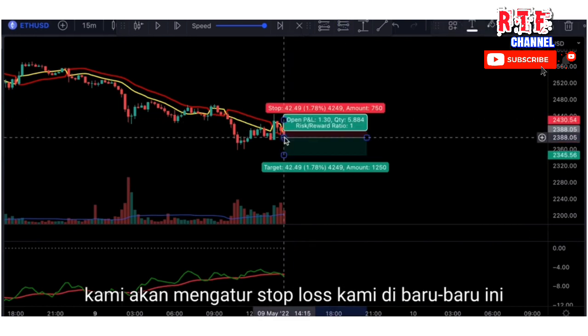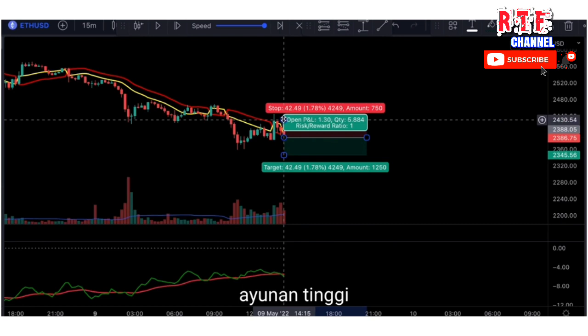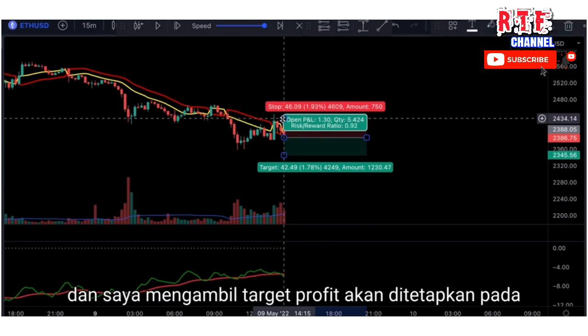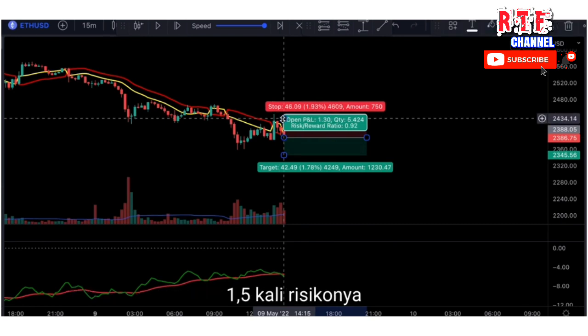We will set our stop loss at the recent swing high. And our take profit target will be set at 1.5 times the risk.